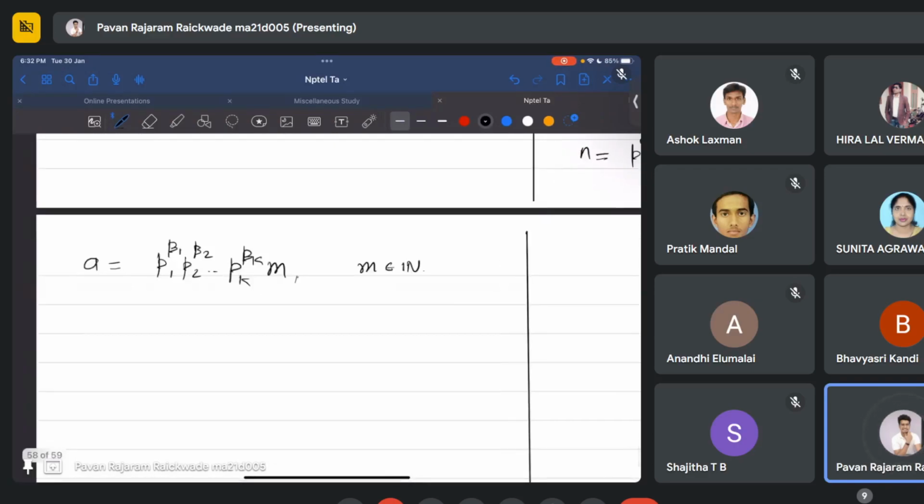Now what happens? Suppose each beta i is greater than alpha i, then we directly get n divides a, right? This will imply a bar is nilpotent. I mean, in these two steps, this will imply a plus nz is nz, which will imply a bar is nilpotent.